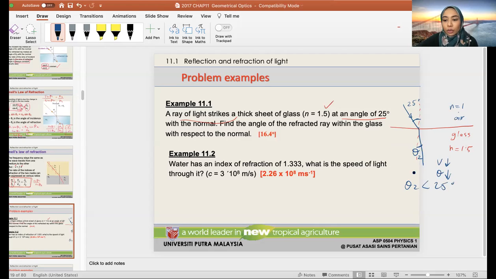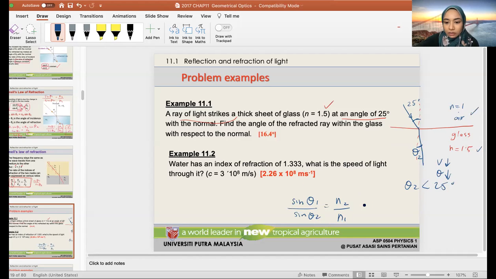So how do I find out what that is? What is theta 2? I can use Snell's law. Sine theta 1 over sine theta 2 equals n2 over n1. Can I solve this? Do I have a ratio? Yes, I do have a ratio. This is n1, this is n2. So n2 is 1.5, n1 is air, and theta 1 is 25. So this guy is 25. So solving for theta 2 should give me 16.4.